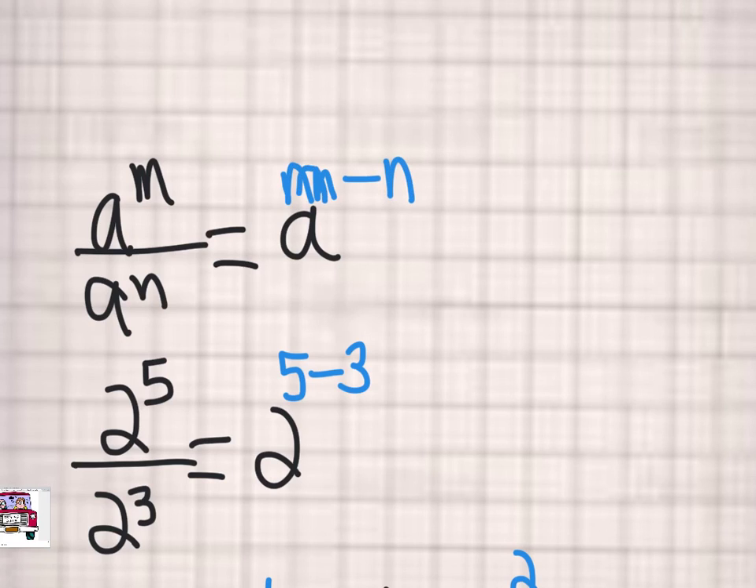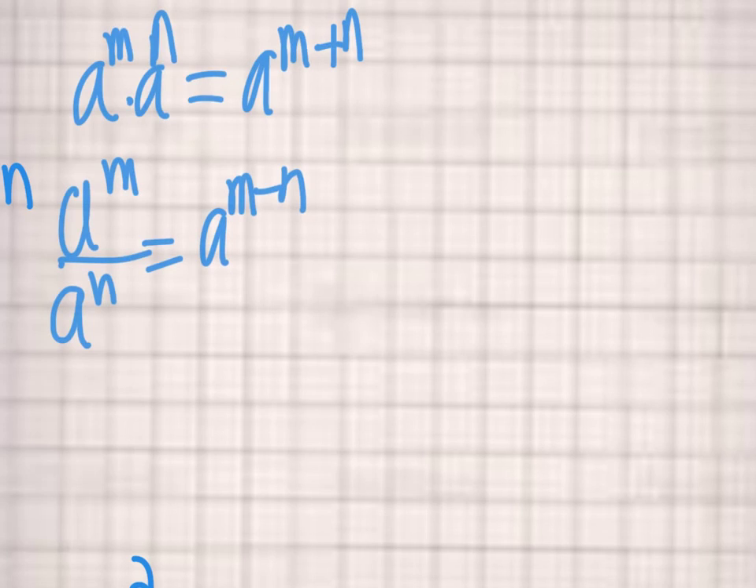Sorry for that, m minus n. Okay, now we can use those two formulas to find all the remaining laws. Believe it or not, it's going to be very easy and very straightforward.